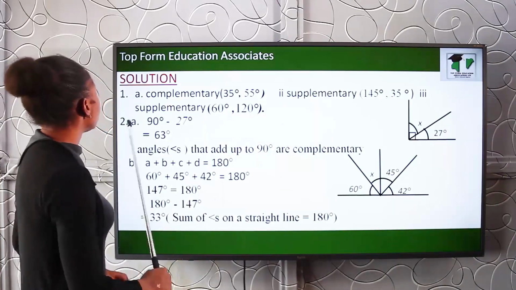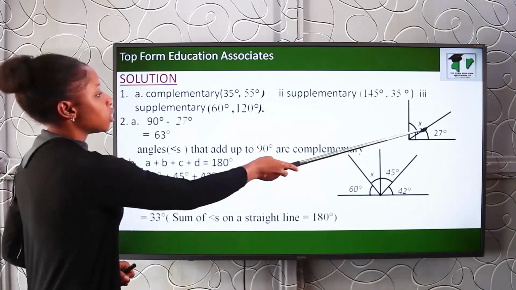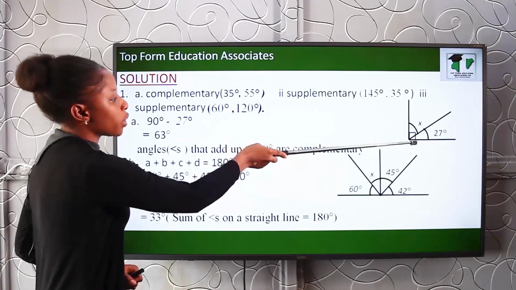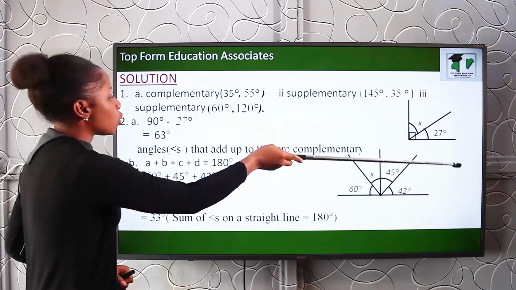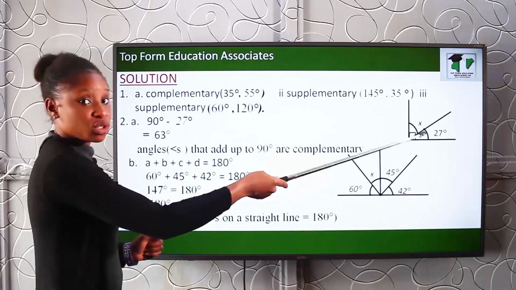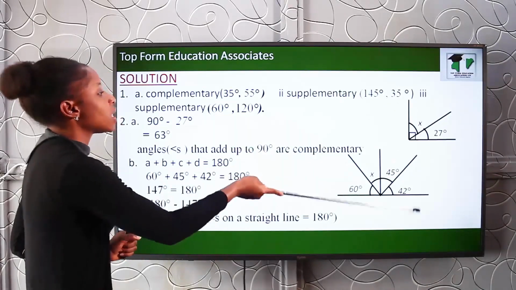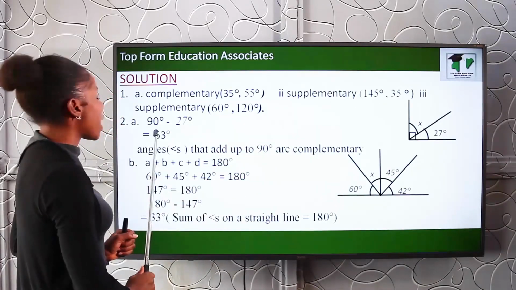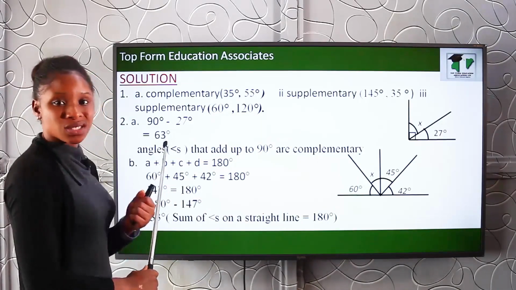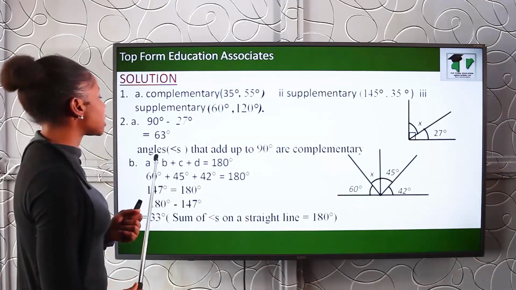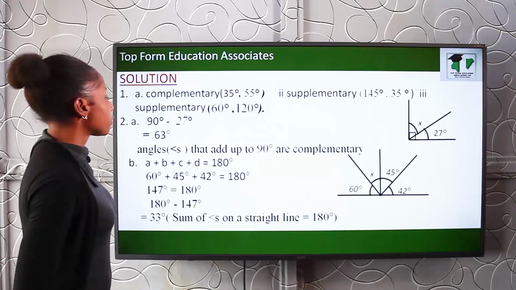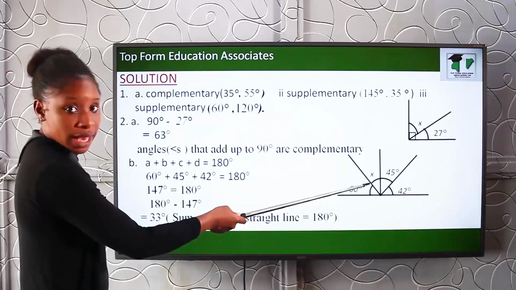Now, number 2, we're asked to find the value of x. If you look at this diagram very well, it is a right angle. And we know that angles that add up to 90 are complementary angles. So we're just going to subtract 27 from 90, and we'll get 63 degrees. If we have to state the reason for this solution, the reason is that angles that add up to 90 degrees are complementary.